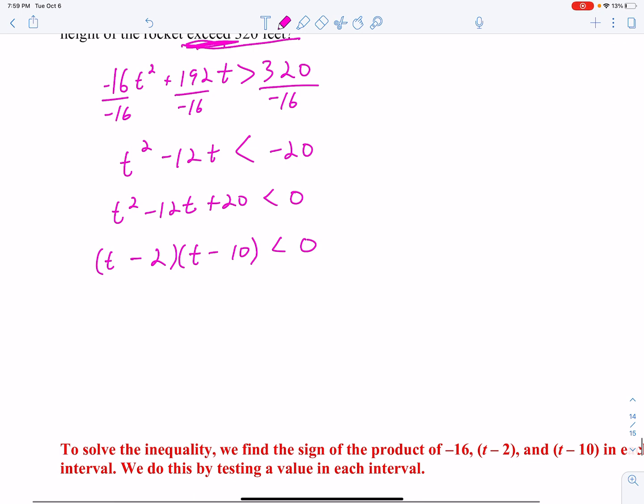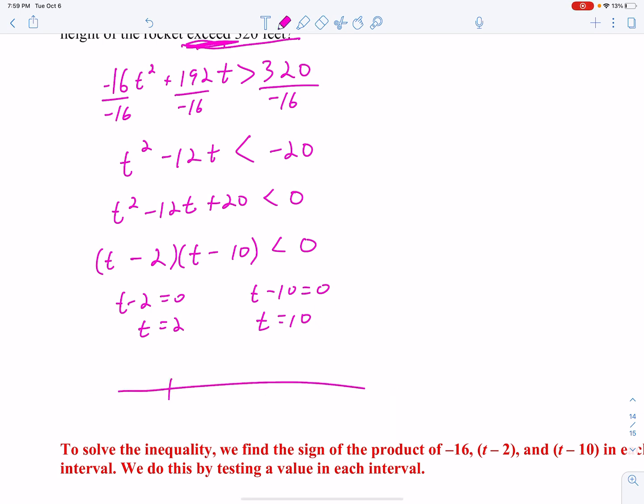So the way we do this, we take a number line. Oh, I'm sorry. We need to solve first. So we take t minus 2 equals 0, t minus 10 equals 0, and solve. So t equals 2, t equals 10. Now we take a number line and we write those two numbers on there. There's 2, there's 10. So what this does is it sets up three intervals of x values, right? So anything less than 2, more than 10, and between 2 and 10.